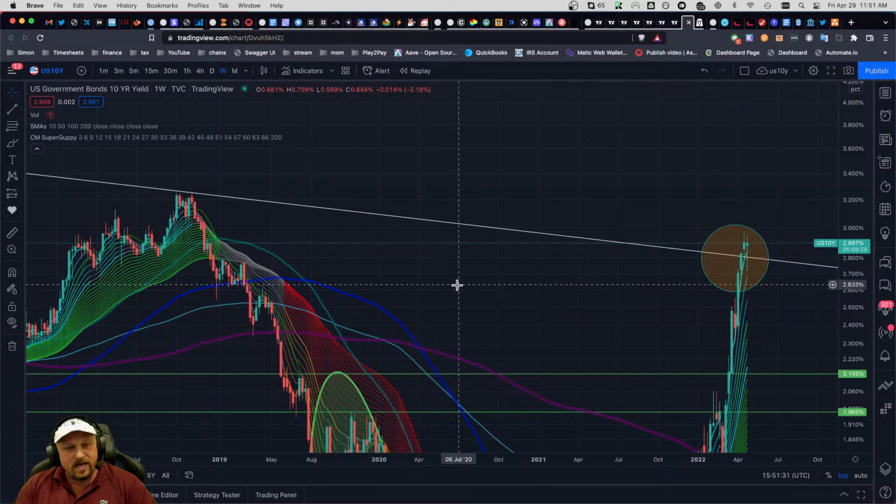Short-term relief rally coming sooner or later, I guess. Whatever relief rally comes, it's going to be sold. That's just the bottom line.